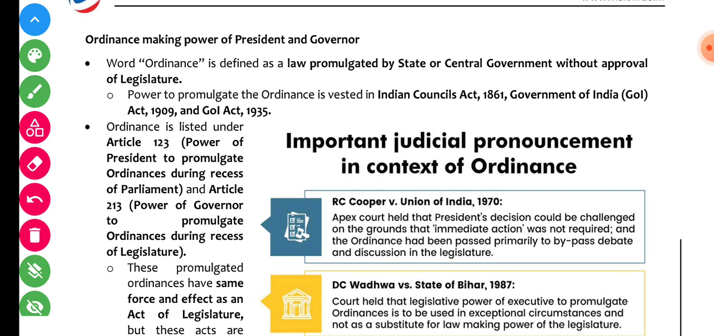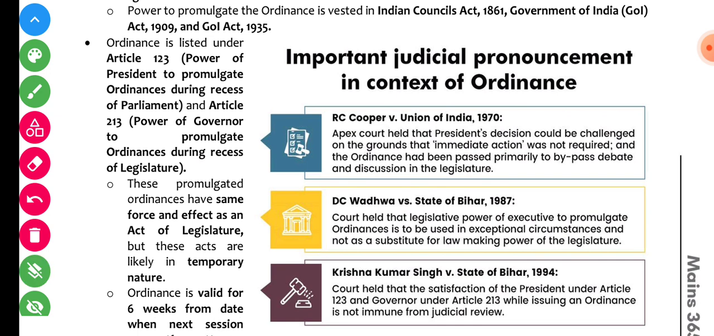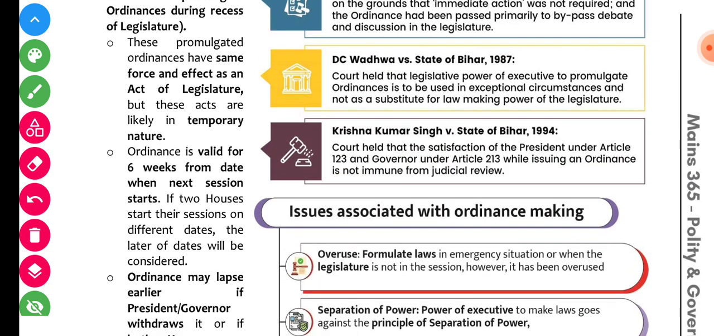which mention the ordinance made by the Governor or the Viceroy. And the ordinance is listed under Article 123, power of the President to promulgate ordinances during recess of Parliament, and Article 213, power of the Governor to promulgate ordinances during recess of the legislature.